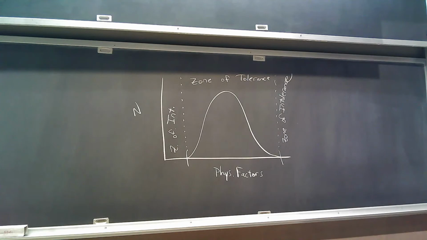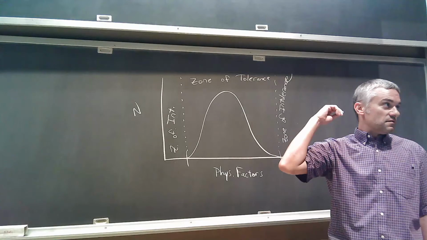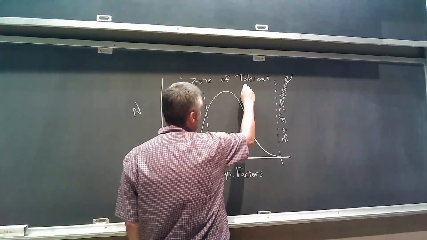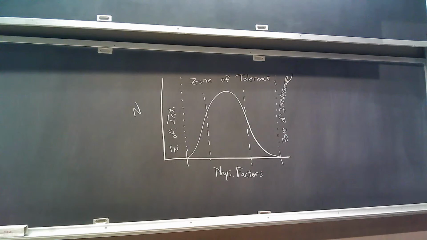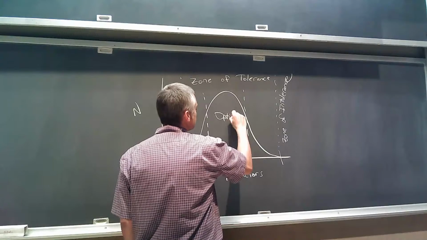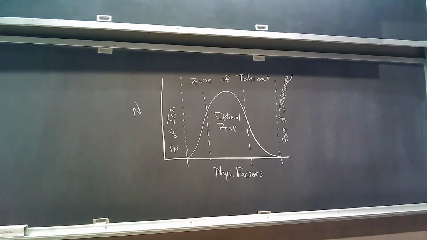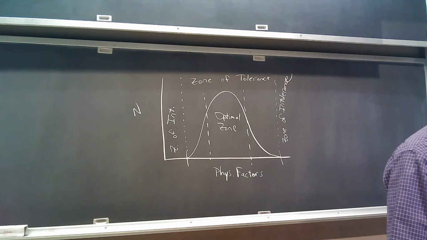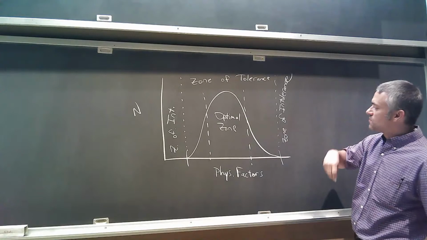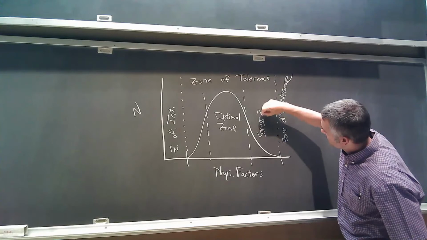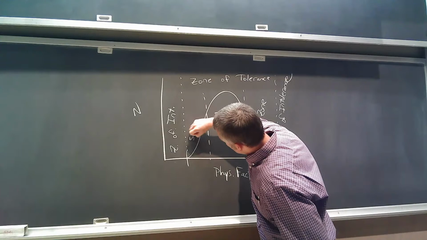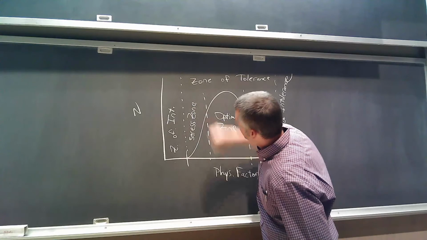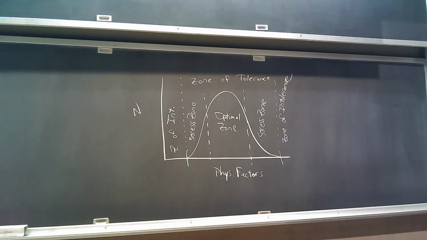But you notice that our population sizes are larger at certain temperature ranges. So Shelford went further to say, okay, well, we've got maybe an optimal zone. And that's our range where our organism does the best. Might have the fewest costs associated with survival at this point. Between our optimal zone and the zone of intolerance, we have our stress zones. Our organism can survive, but it's not optimal.